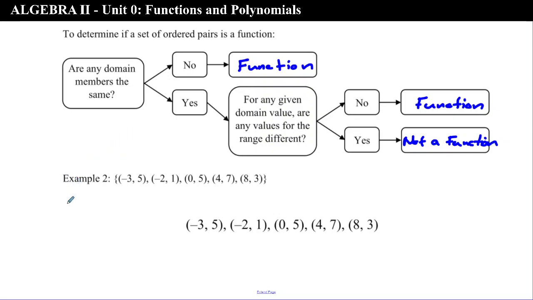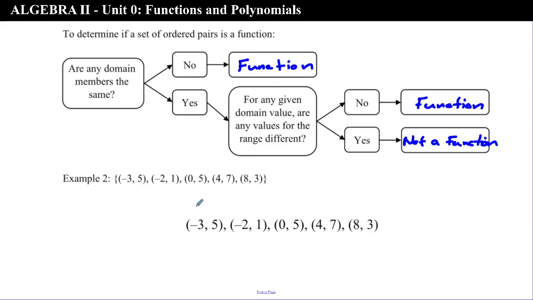Okay, so let's do some examples. This flowchart just kind of gives you an idea of the questions you ask to determine if it's a function or not. But the best way to understand this is to look at some examples. This kind of locks in the knowledge for you. So let's look at example 2. This is your set, and I've gone ahead and listed all those values down here once again so we can work with them.